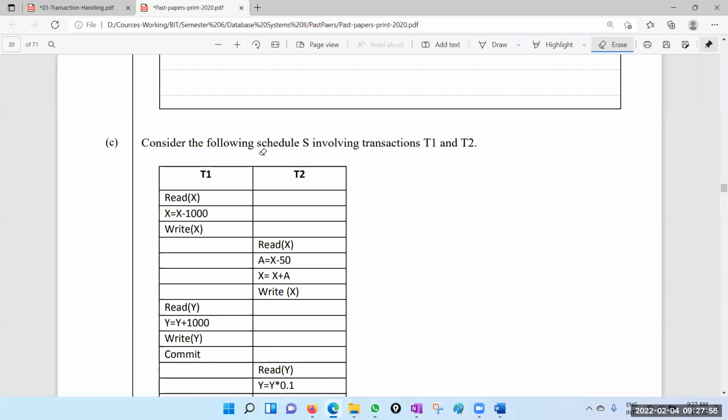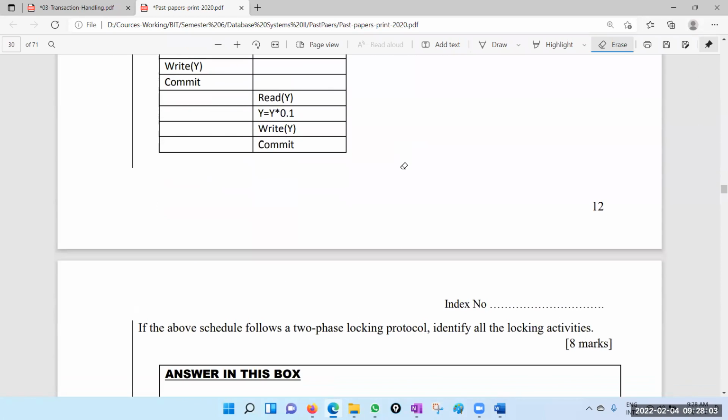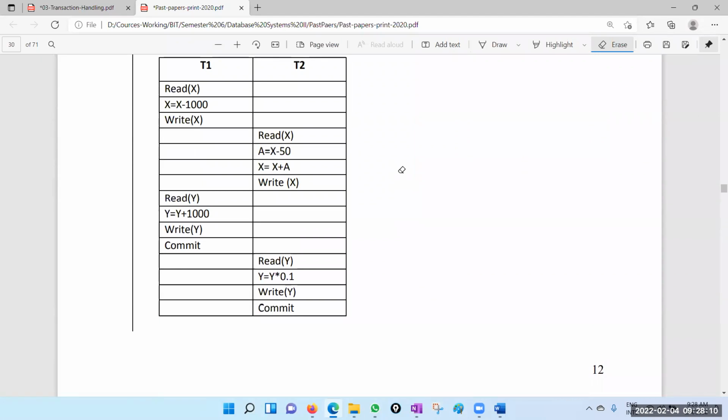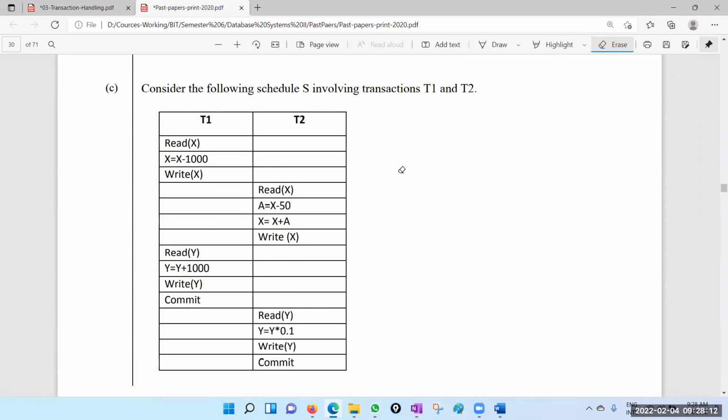And so the question is: consider the following schedule involving transactions T1 and T2. If the above schedule follows the two-phase locking protocol, identify all the locking activities. It's a very easy question. So this is a read operation. What will happen here? Transaction 1 will acquire the read lock of X.